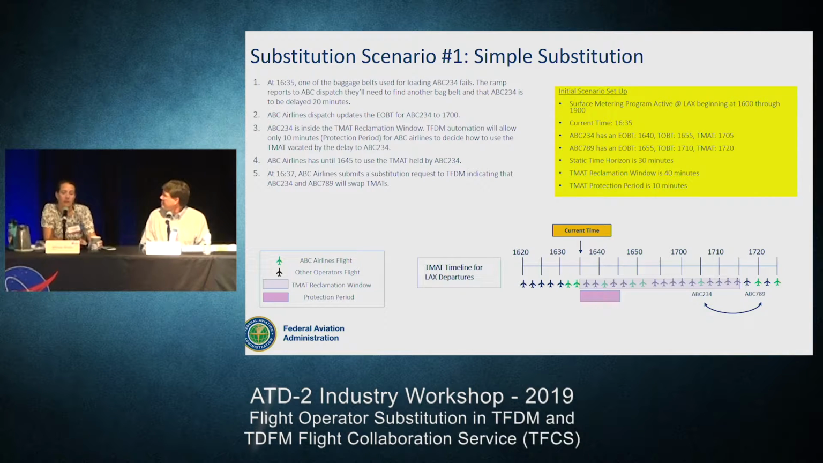So there's the switcheroo, and then TFDM automation will approve this request since they don't have any other conditions against them that would exempt them from being able to substitute the flights. So TFDM approves the request, reassigns the TMATs. These new TMATs will go out over TTP. The TFDM schedule will get updated, and the 2 flights will continue on to meet their new times.